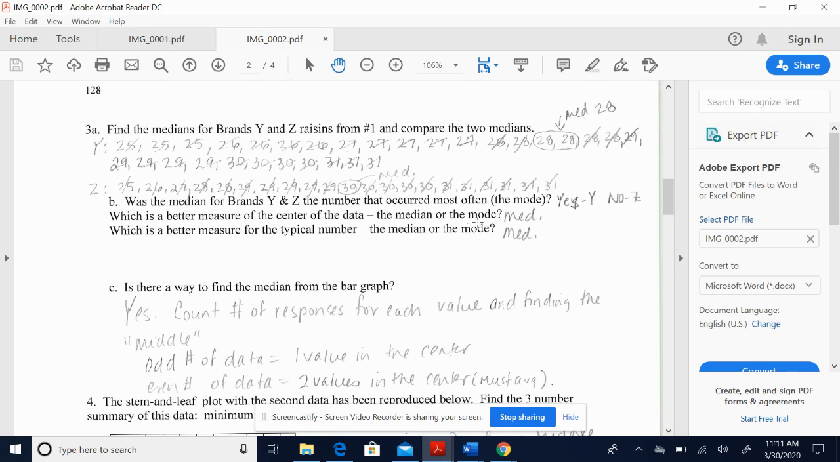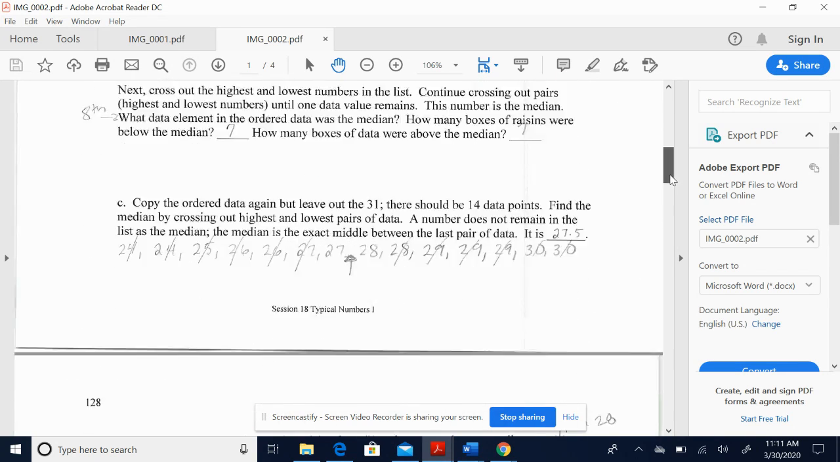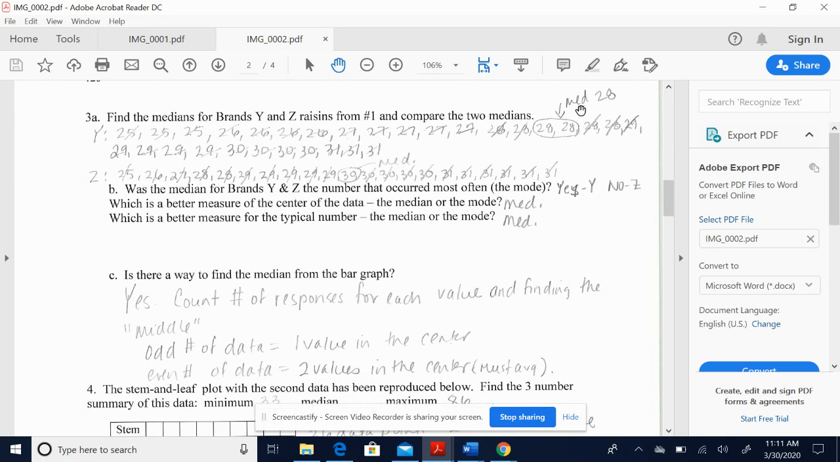Okay, in brand Z, I had an odd number, which meant that I was going to have a single digit in the center, and when I marked them off high, low, I ended up with 30. Okay, 25, 26, 27, 2 28s. Where did that come from? It came from this graph. 25, 26, 27, 2 28s, and so forth. Okay. So I have a median of 28 here. I have a median of 30 there.